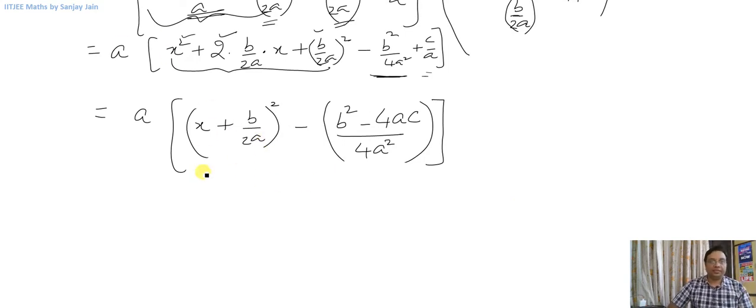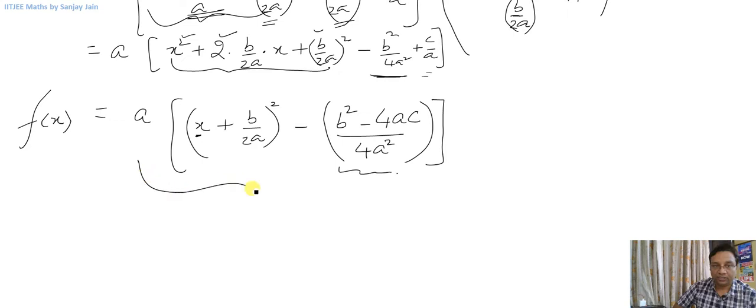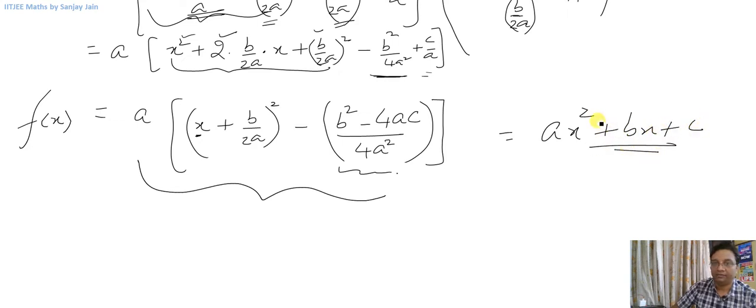Now look at this expression. The only variable is x, so we cannot do anything about this term. The variable is this x here, and on the left hand side I had f of x. So this is the rewritten form of ax square plus bx plus c. I've done some manipulations and written it in this form. Why have I written it in this form? Because now I'll be able to do some deductions.